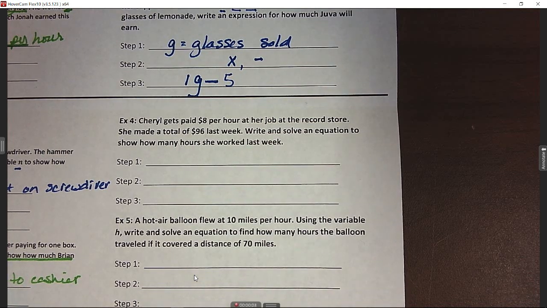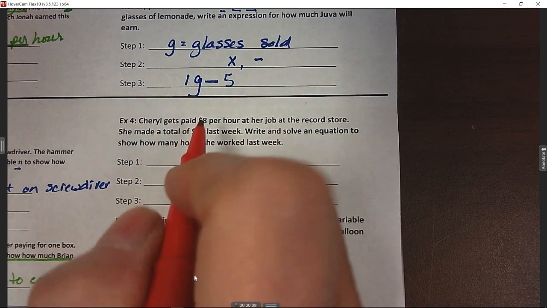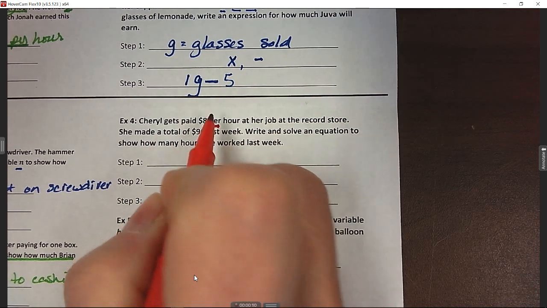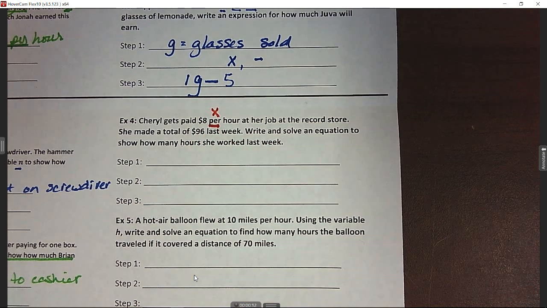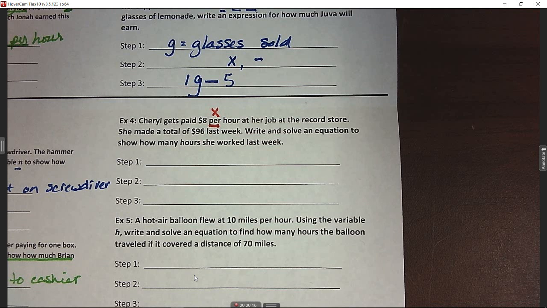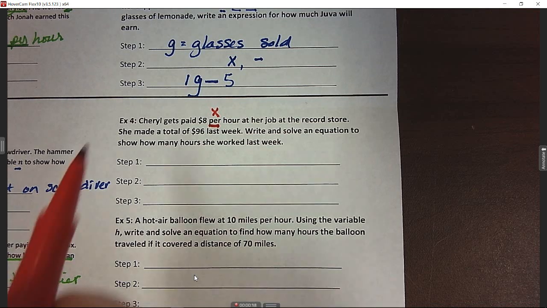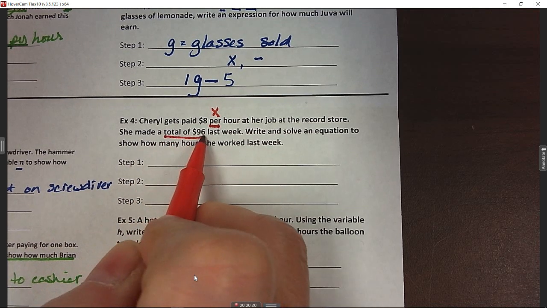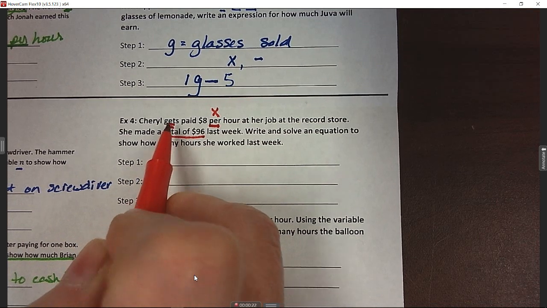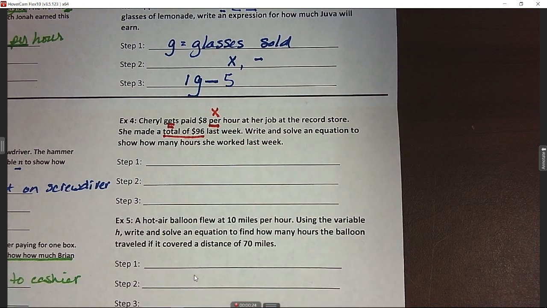Okay, so our problem says Cheryl gets paid $8 per hour, so that should be a big clue to you right there, that per. Remember we said that always means multiply. At her job at the record store, she made a total of $96. So the total of 96, that ought to be a clue that we're going to be equal to 96. Write and solve an equation to show how many hours she worked last week.